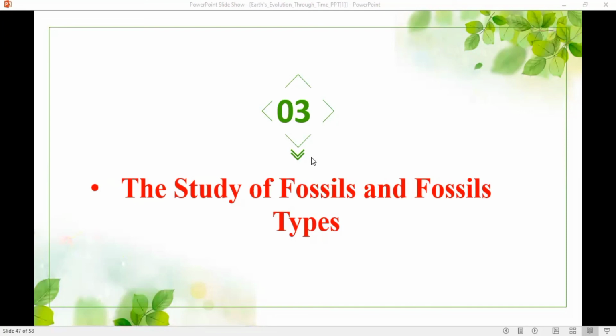Moving on, we are going to discuss 5 different types of fossils that will be classified later on. But first, let me define the word fossil. Fossil is the remain or impression of a prehistoric organism preserved. Now, on to the classifications of fossils.